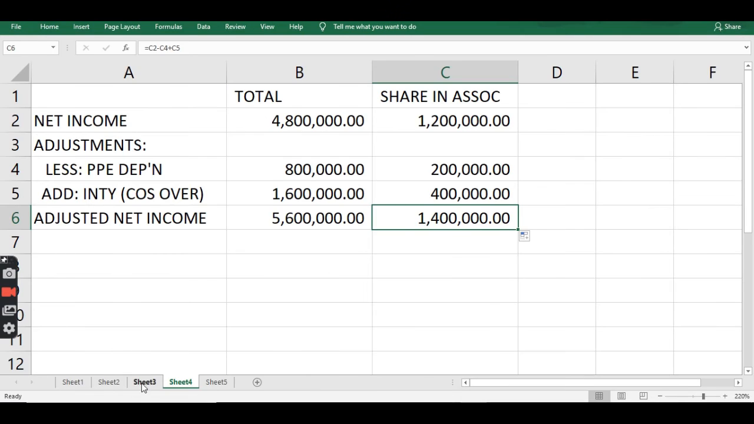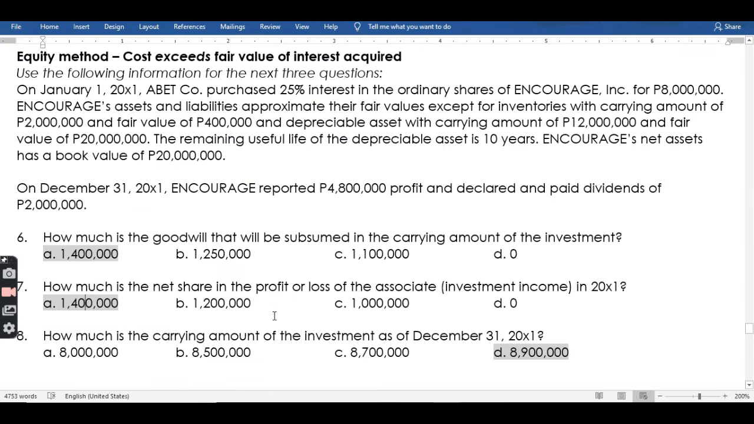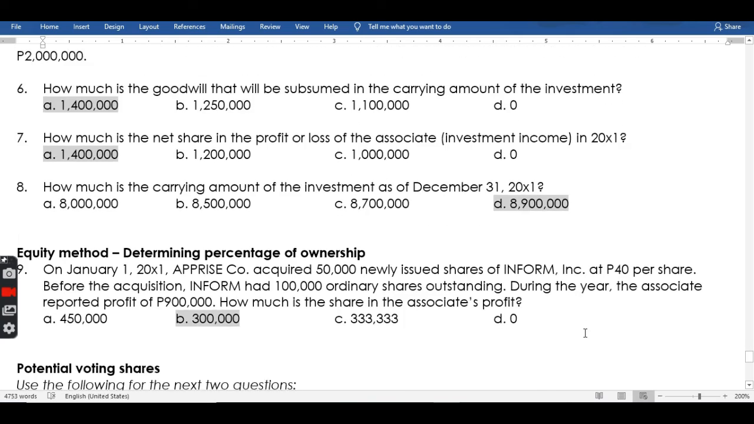So, balik ulit tayo dito. Ang ilalagay natin dito is 1,400,000. Okay. Tapos ito yung dividend. So, meron tayong 8,900,000. That's going to be letter D. Okay. So, yun yung lalabas na answer natin sa number 8. Okay. Next tayo.